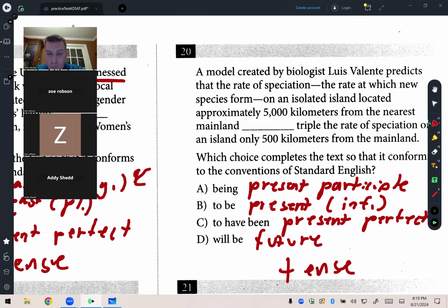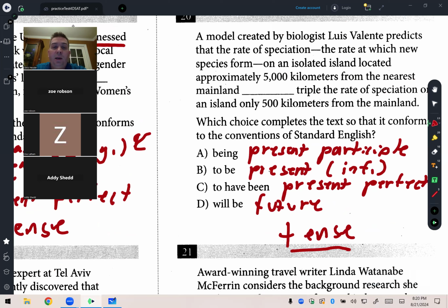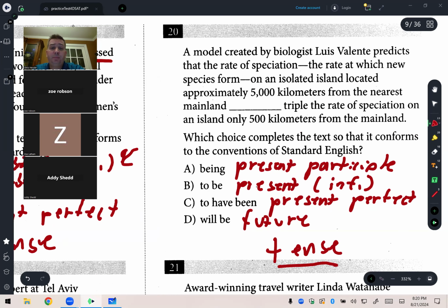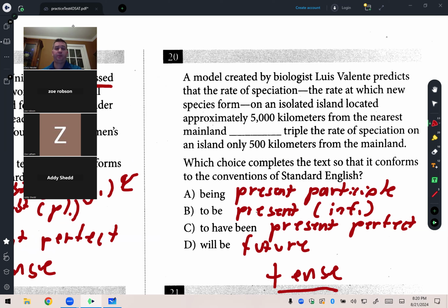All right, on to 20. I think it's another tense question. I tried to jot some notes down here about which tense the various answers indicate. So answer choice A has a present participle. Answer choice B has a present infinitive. C is present perfect. And D is future tense. So I just need to know what tense I'm in. Let me read the question and then we'll just pick a tense.